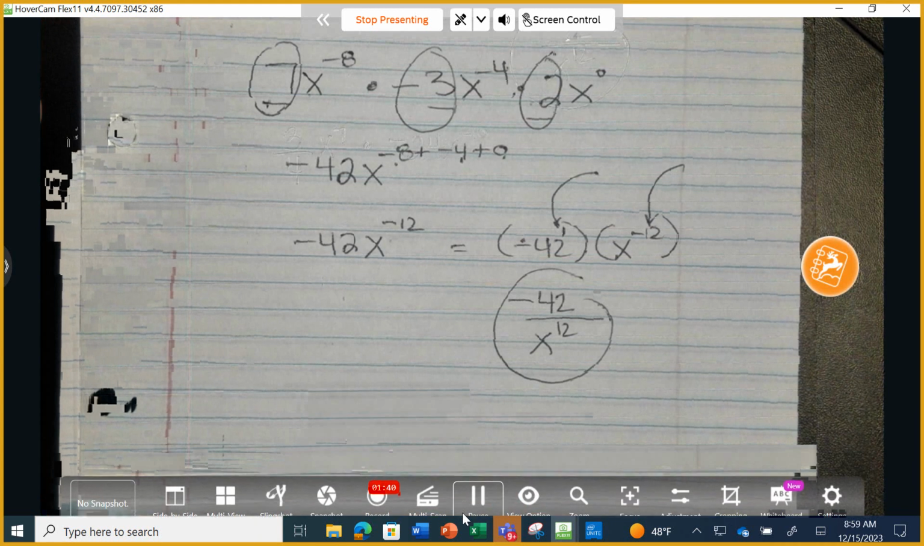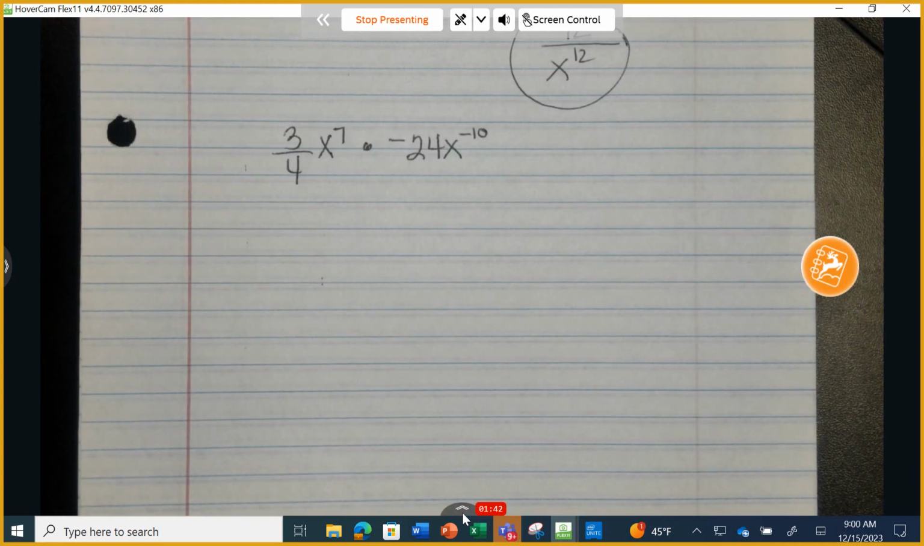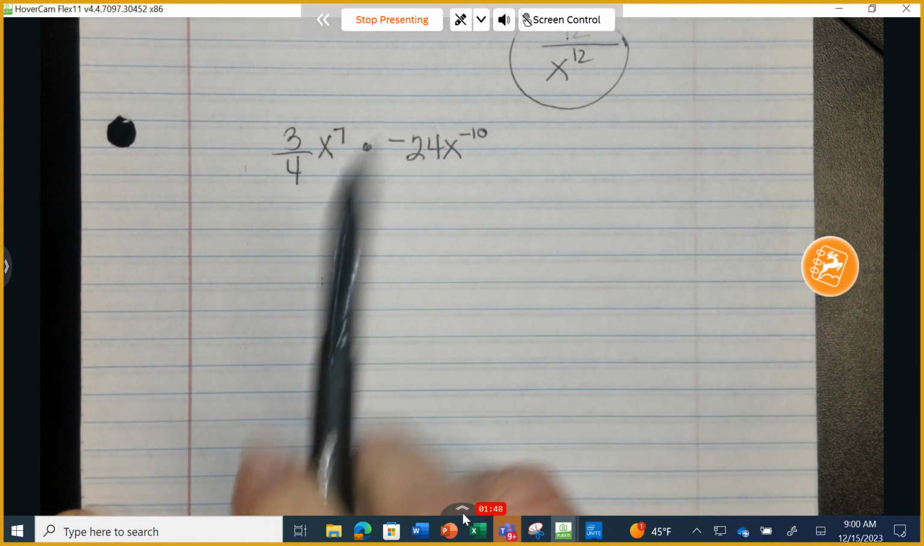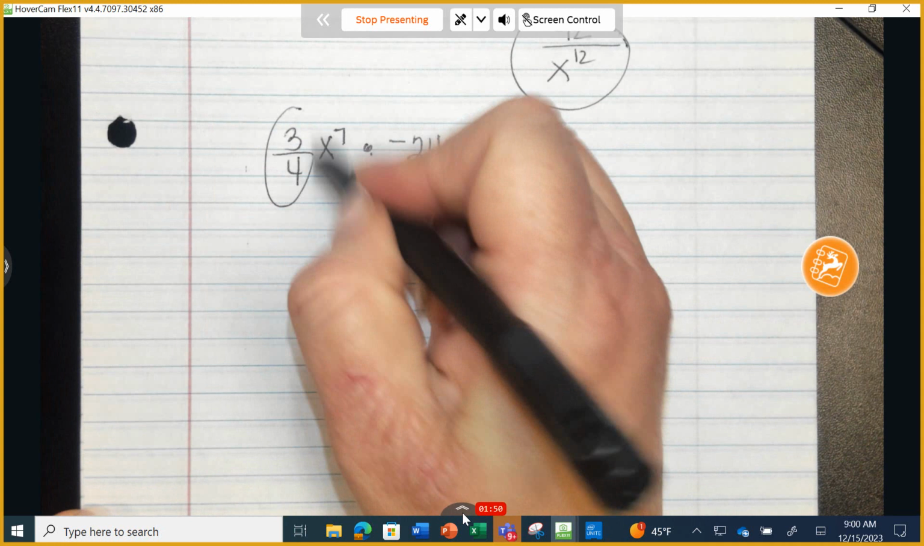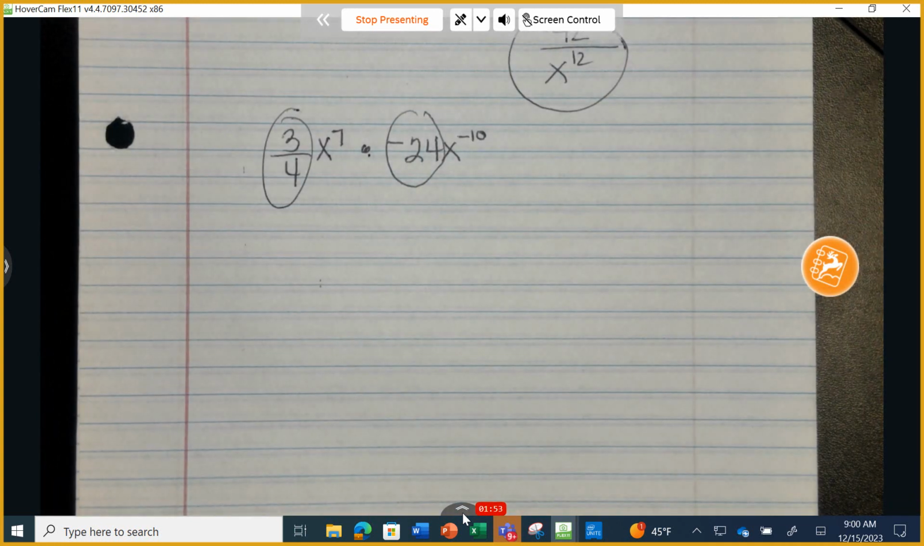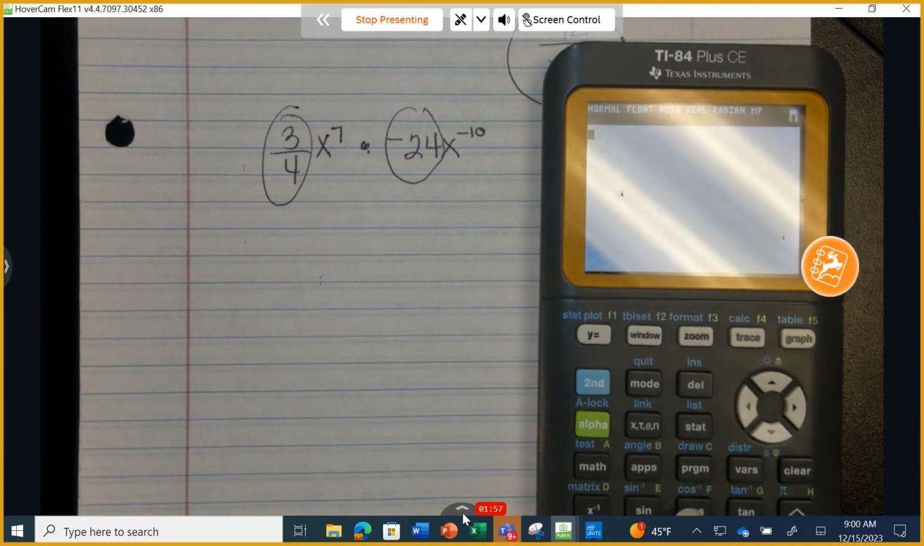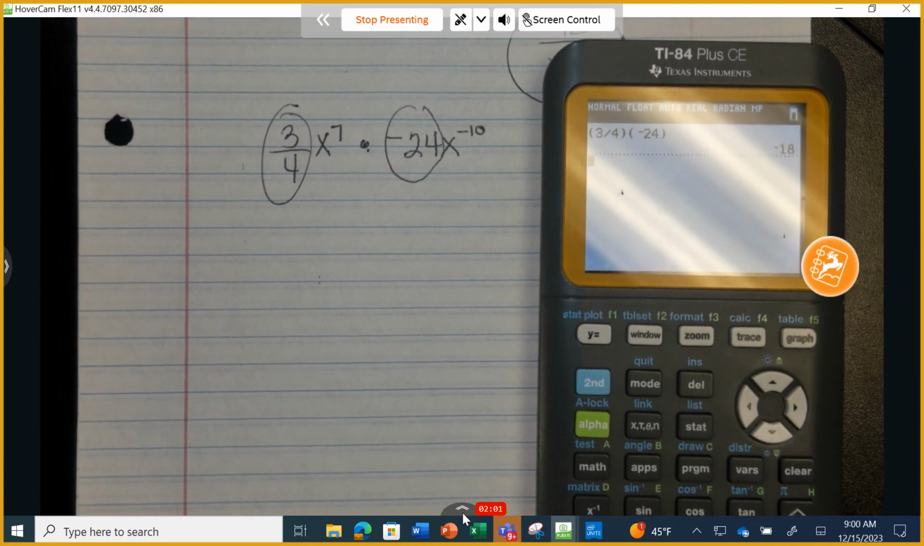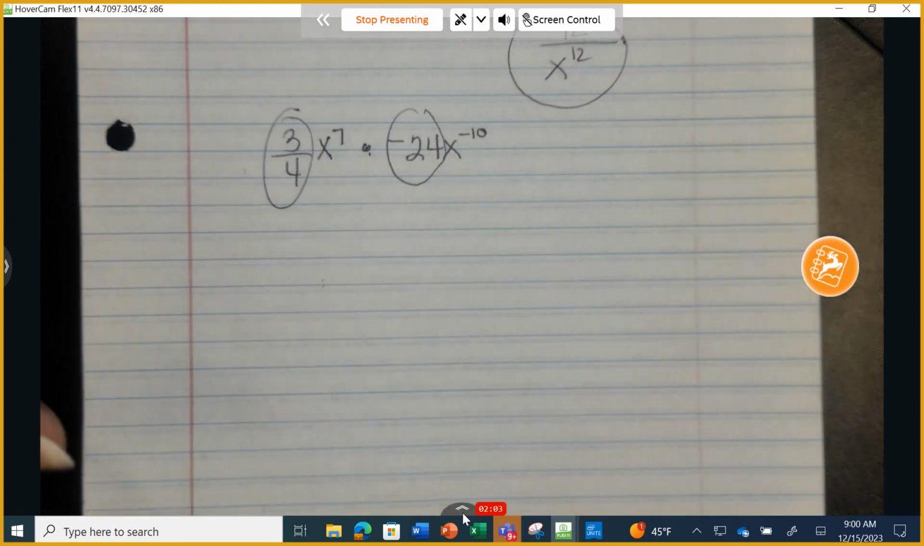Let's take a look right now at the second example. The same rules apply. I have the same base and I'm multiplying. So I'm going to start by multiplying the coefficients. And if you feel comfortable using your calculator rather than doing mental math, you're going to take 3/4 times negative 24, and I'm going to write down the value of negative 18.